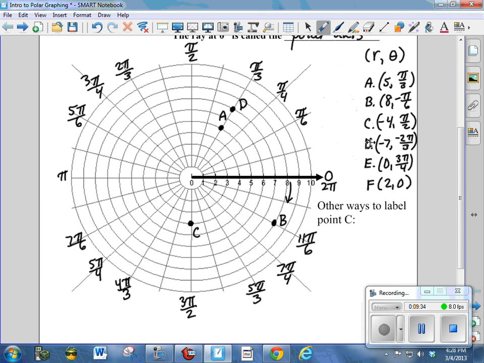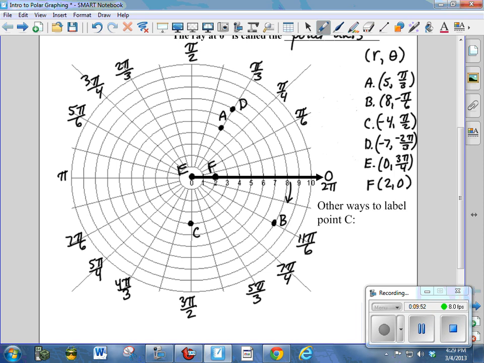I'm right on the pole. I don't move off the origin. So here is point E right here. It could be 0 at any angle, and it would still be right on the origin or on the pole. Then 2, 0 means we have a radius of 2, but the angle is 0. So that is a point on the polar axis at 2.